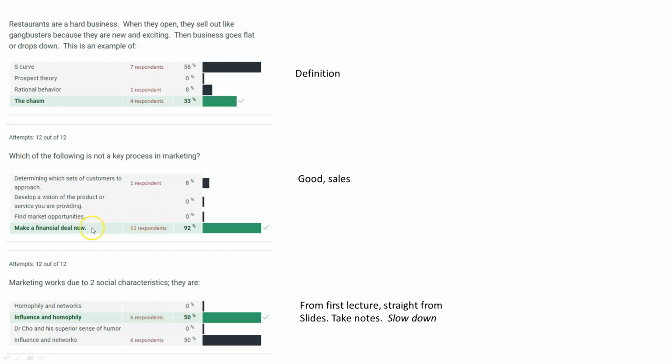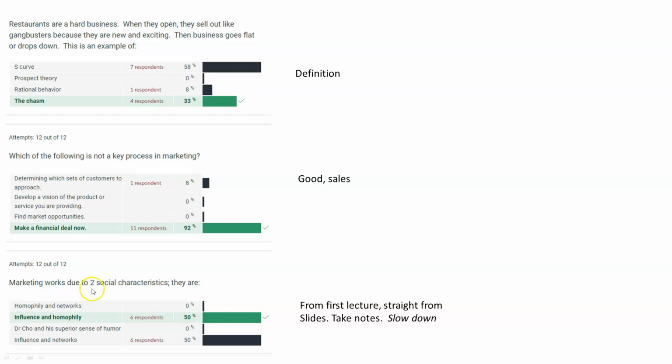Pretty much almost everybody got it right. And that's that make a financial deal now is sales. And that comes from the first lecture. Determining which sets of customers to approach. Now, the thing is, this is not a key process in marketing. This is a key process in marketing. And so you have to be careful about reading your wording.